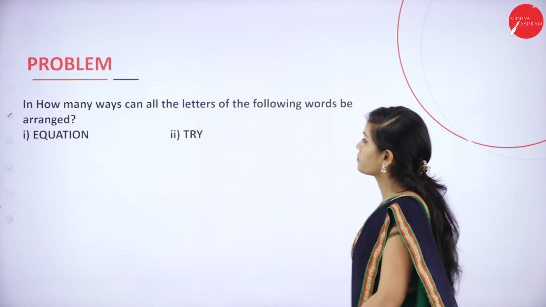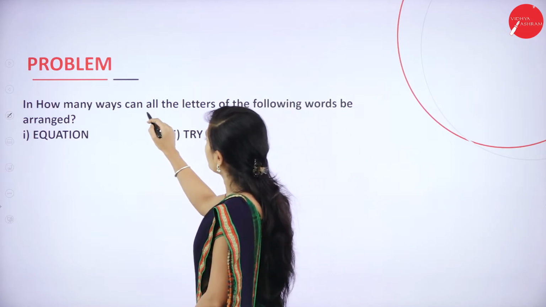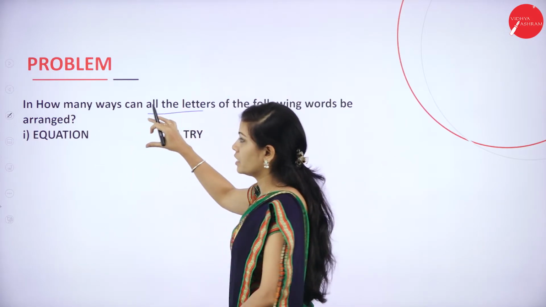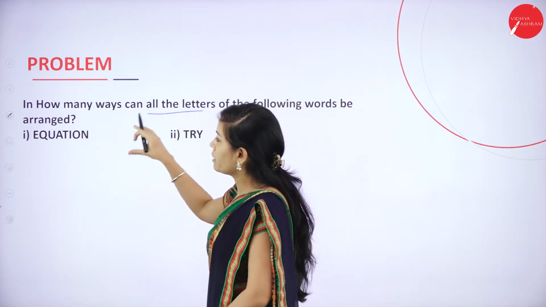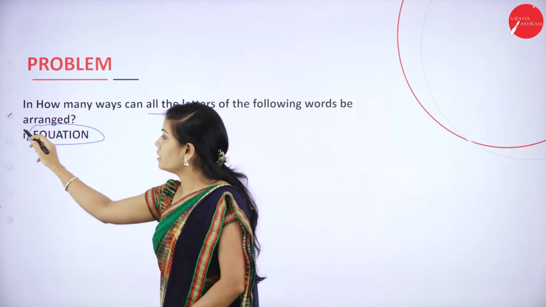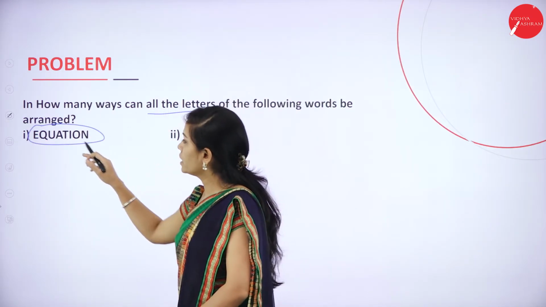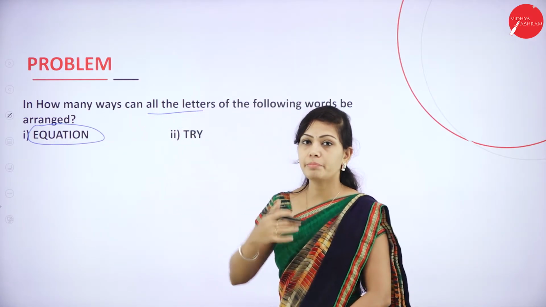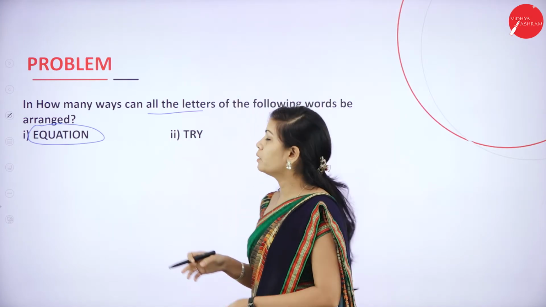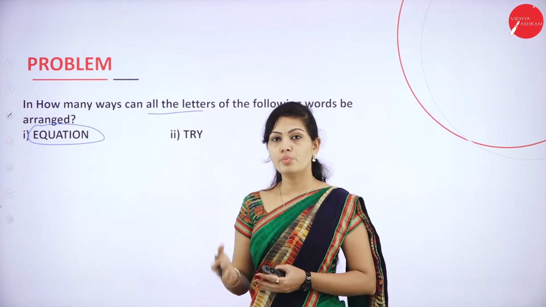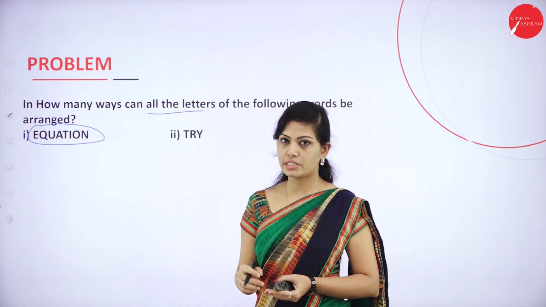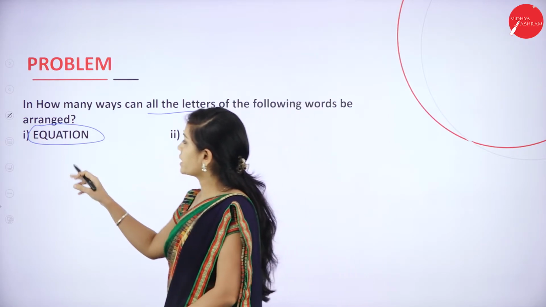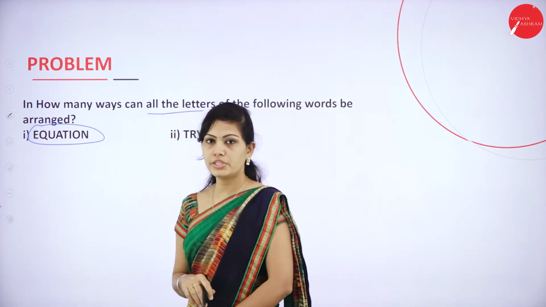And the next problem: in how many ways can all the letters of the following words be arranged? So here we have to find out how many ways these letters can be arranged. I have one word, EQUATION. In EQUATION, how many ways all the letters can be arranged, that we have to find out. In permutation we have two types, with repetition and without repetition. Here there is no repetition of letters. So directly I can apply the permutation concept.